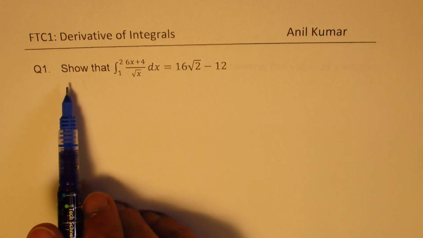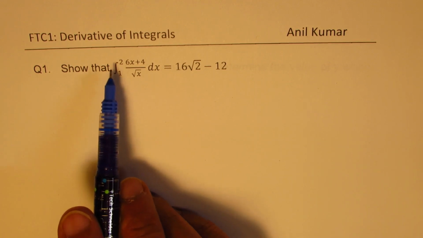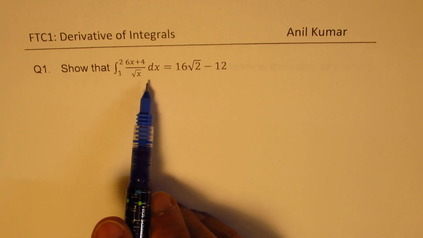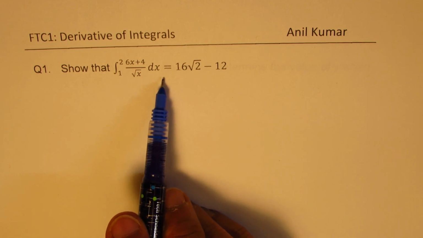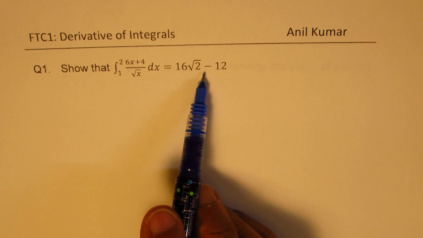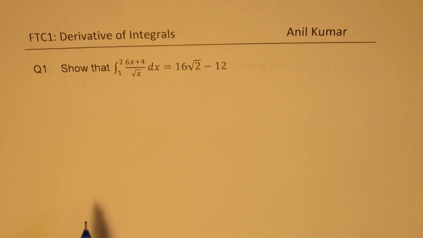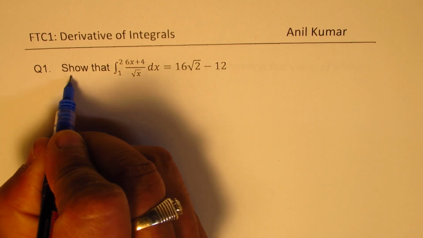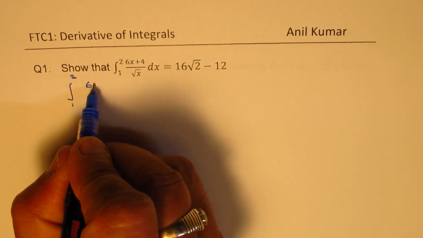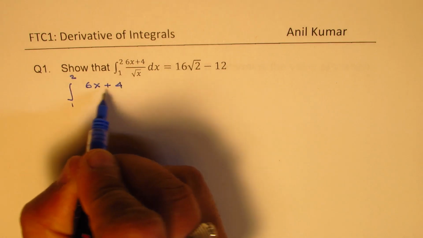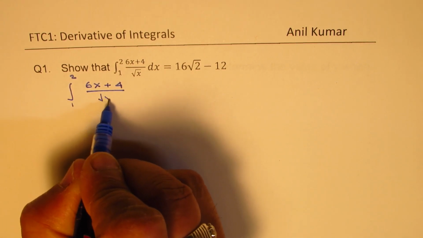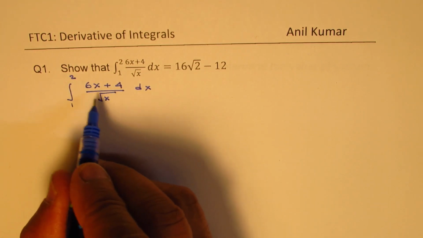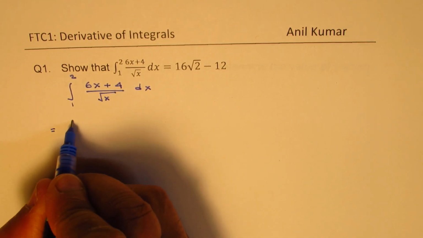Question number 1 is, show that the definite integral from 1 to 2 of (6x plus 4) divided by square root x dx is equal to 16 square root 2 minus 12. So let's solve this question. The definite integral which we need to find is from 1 to 2, (6x plus 4) over square root of x dx. So let's split these terms and simplify.